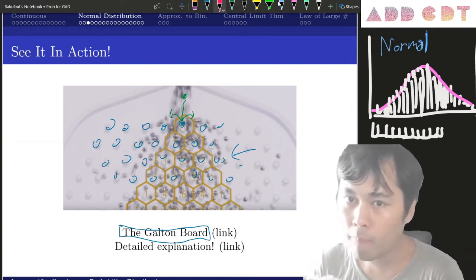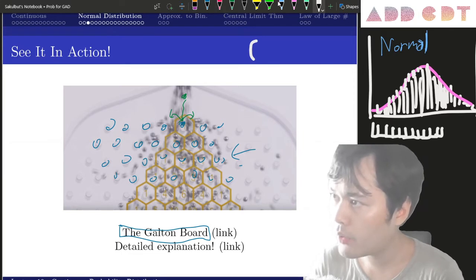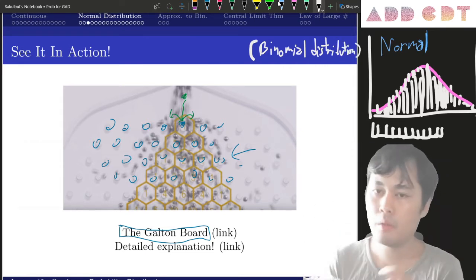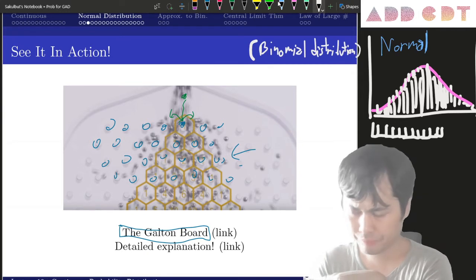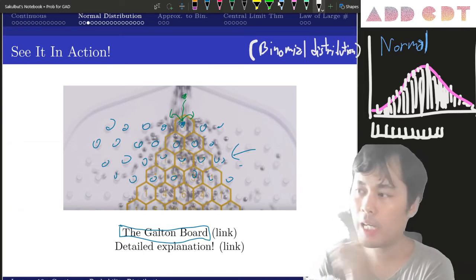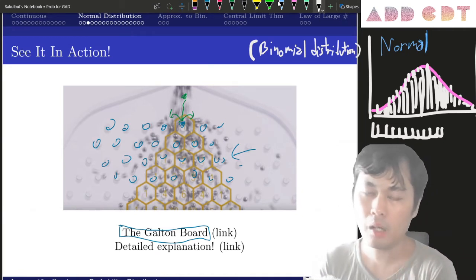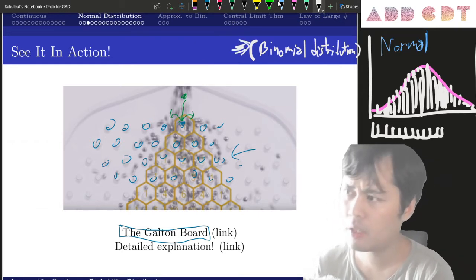And just one side note here, to be correct, this was actually the binomial distribution that we studied last week. All these balls represent you flipping a single coin that lands as a head or tail. And if you want to count how many heads, if you flip 10 coins, what would the distribution of the number of heads be? That distribution is called a binomial distribution.